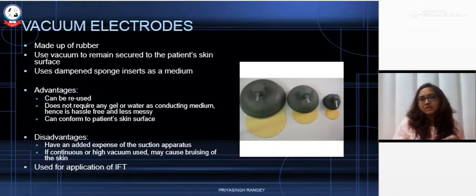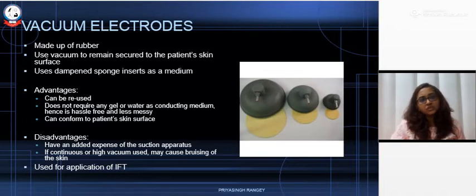Like with the metal electrodes and the rubber electrodes, we were using adhesive tape or we were using a strap. With the vacuum electrodes, we'll be using vacuum in order to secure the electrode over the body's tissues. And we are using a dampened sponge insert as a medium for the current to flow. Like in the case of rubber electrode, we were using gel. In case of metal electrode, we were using water. Here also we'll be using water, but we'll be using a sponge that is dampened with water.